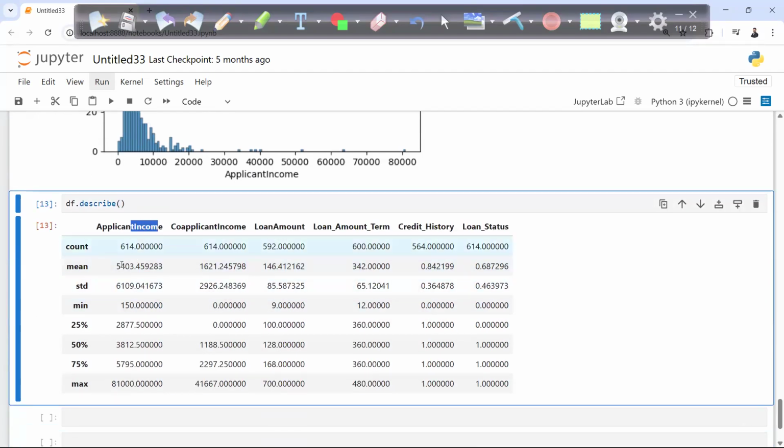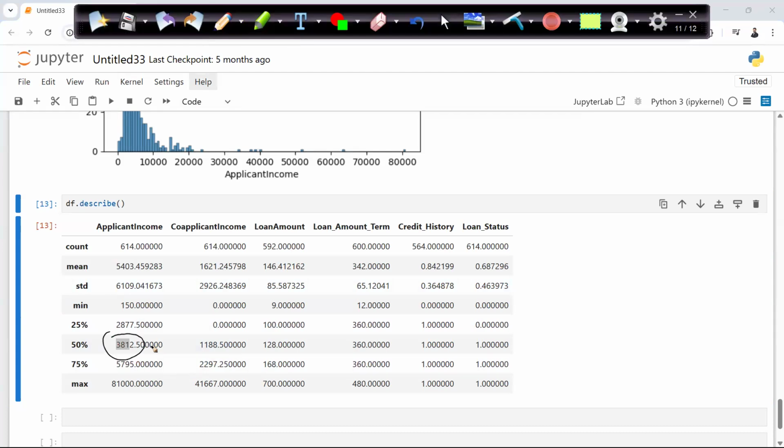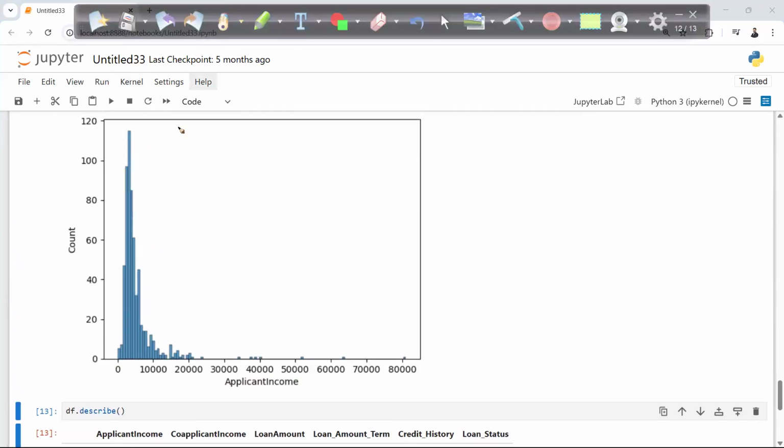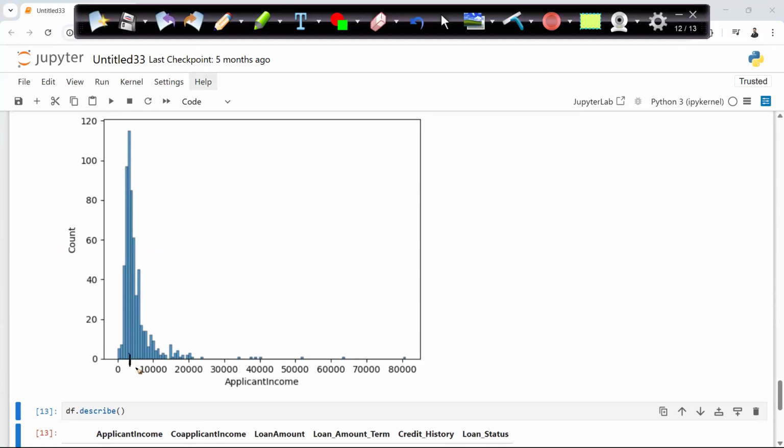Applicant income, mean is 5.4, and this is clear cut. My median is around 3,800 and my mean is around 5,400 for applicant income, right? So if you see here, my median is around here and my mean is around here. Around 3,000 is my median and my mean is around 5,000. It's not on the same line, right? That means this is right skewed. The mean is at the higher side. That is what I was expecting, and that is what is happening here as well.